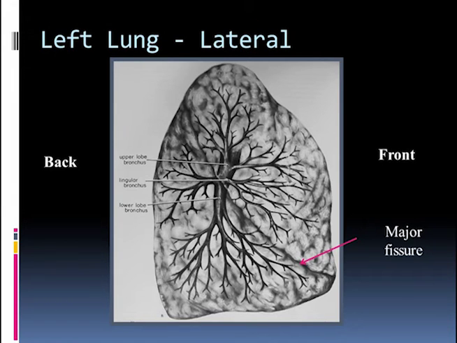Here we go to the lateral view, and again, you can see the upper lobe bronchus dividing. The lingular branch goes down, anterior and apical posterior branches, as we said. We can see the lower lobe bronchus with the superior segment and the other basal segments coming off.